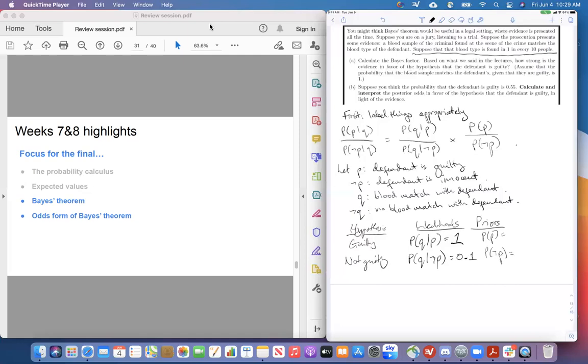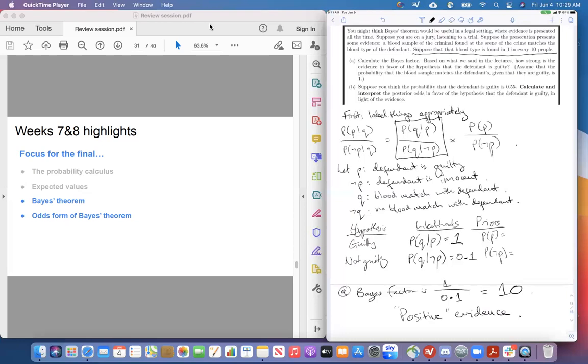So we can do part A at this point. Calculate the Bayes factor. The Bayes factor is P of Q given P over P of Q given not P. So the Bayes factor is 1 divided by 0.1, which is 10. This, we said, was positive evidence from our table about how you interpret these numbers. So that's how you do part A.